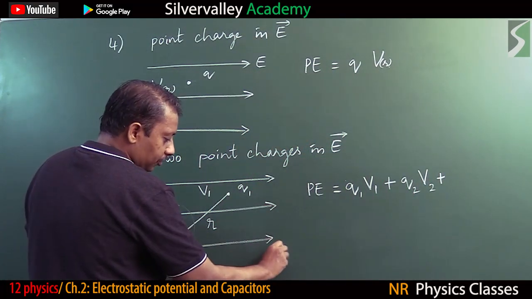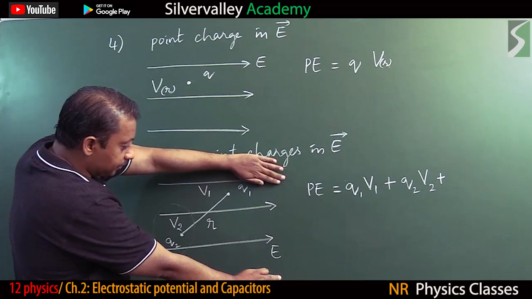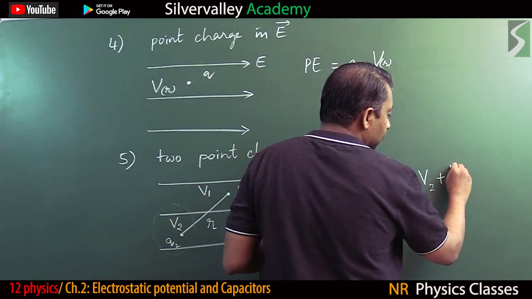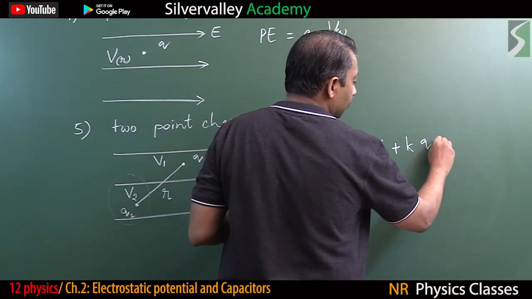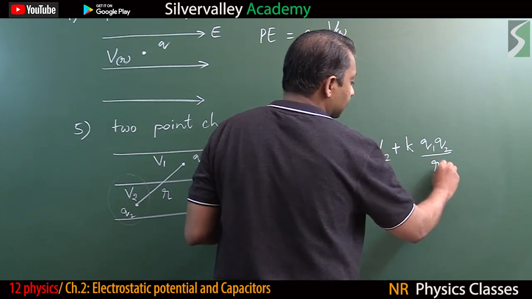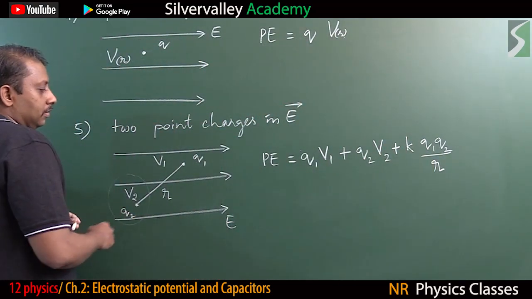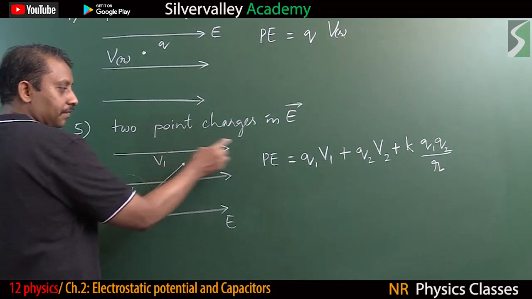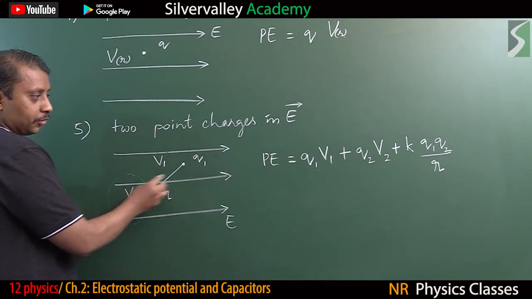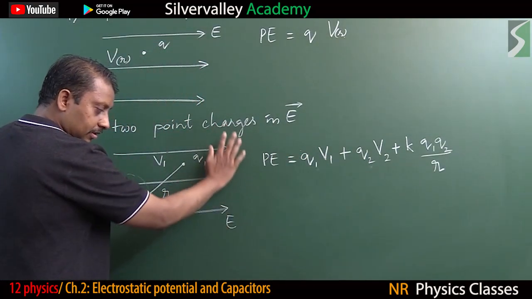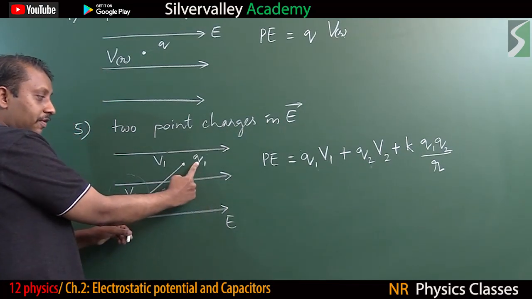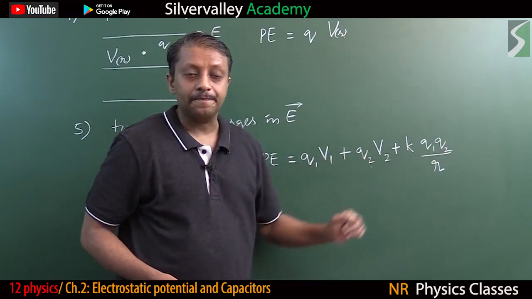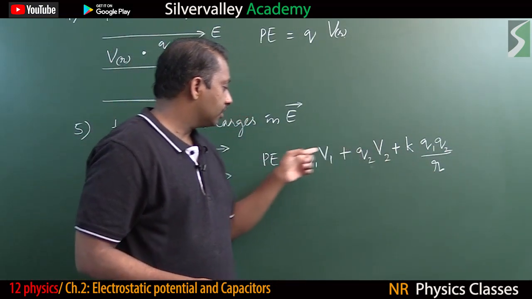Now forget the electric field; don't worry about the electric field, neglect it. There are two charges. The potential energy due to two charges is constant times Q1 Q2 by the distance between the charges R. The first term is the potential energy due to V1, the second term is the potential energy due to V2. Because of the presence of the two charges, the potential energy is constant times Q1 Q2 by R. So the sum of these three is the total potential energy.